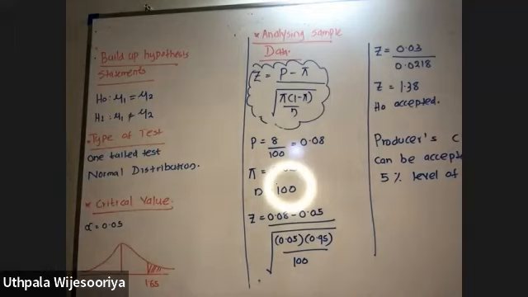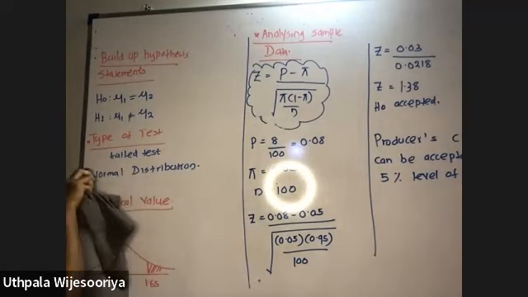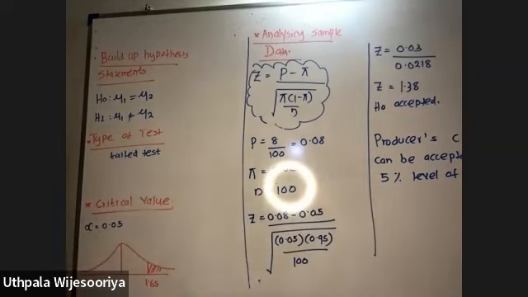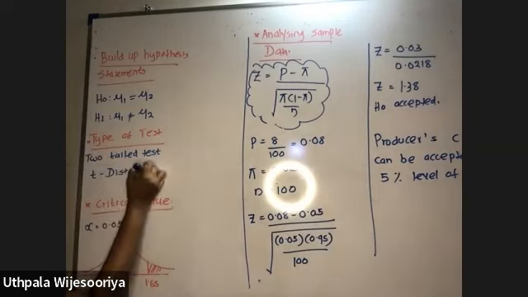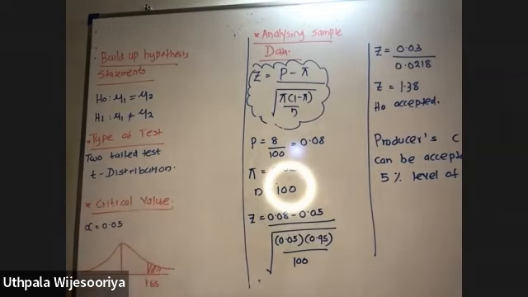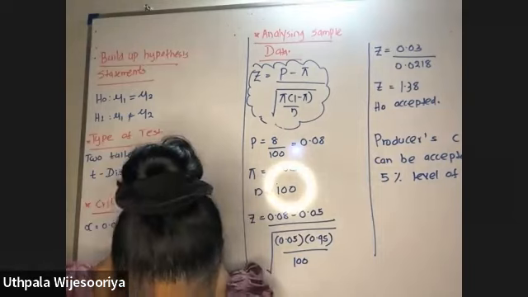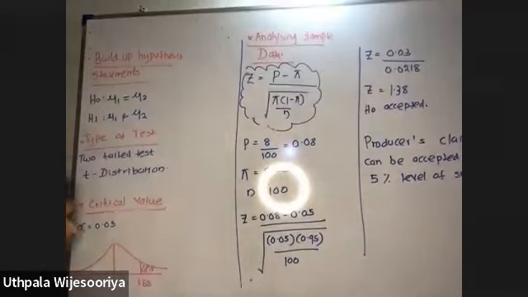So then the type of test is a two-tailed test, with the T-distribution. Right. Now we have to find out the critical value. So how do we get the critical value? What is the significance level given here? It is 5% level of significance.